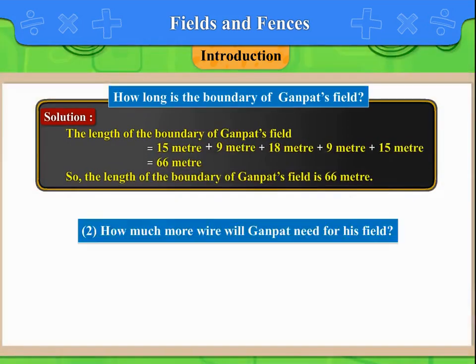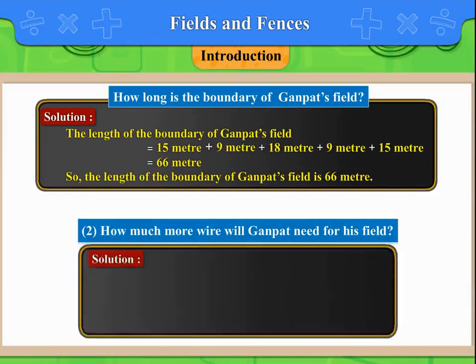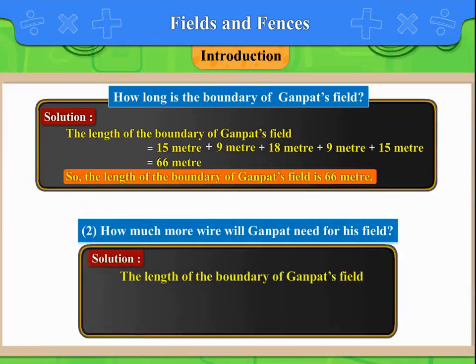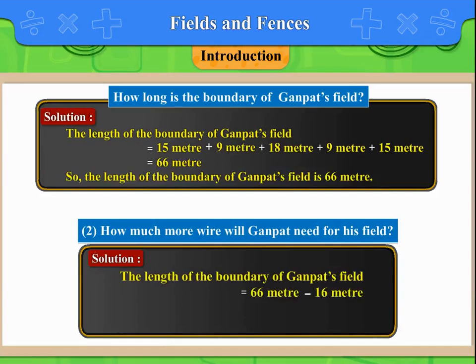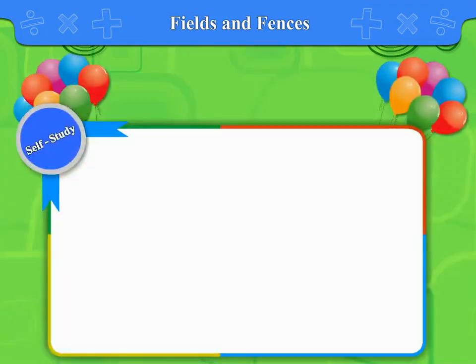Second, how much more wire will Ganpat need for his field? Solution. The length of the boundary of Ganpat's field is 66 meter. Subtracting 16 meter, the wire Ganpat already has, from it, we get 50 meter. Hence, Ganpat needs 50 meters more wire. Self-study.